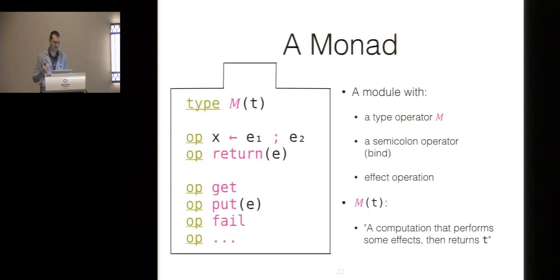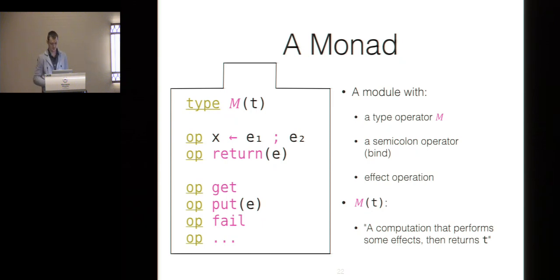A monad, I believe, is a module that contains a type and it contains some code. And it's an interface that looks like this. Inside this interface, there's a type operator, m, that's the monad, and a semicolon operator that some people will call bind. And then it has an effect operation interface, like get and put for some cell of state, and maybe failure for some kind of failure effect.